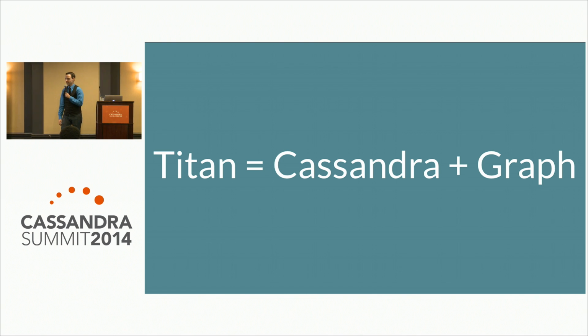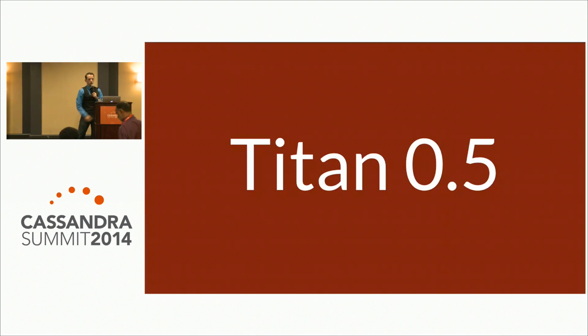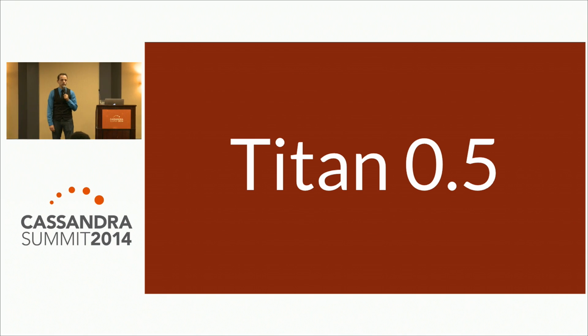So what is Titan then? Titan basically gives you the ability to model graphs on top of Cassandra. So if you like Cassandra and your data model looks like a graph, then you probably want to check out Titan. And today I am especially honored to give the first presentation on Titan 0.5, which came out just a couple weeks ago, and is a very significant rewrite of the original Titan engine.